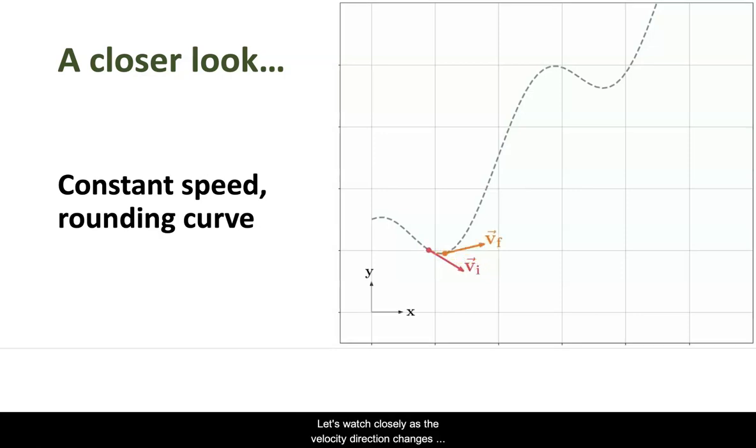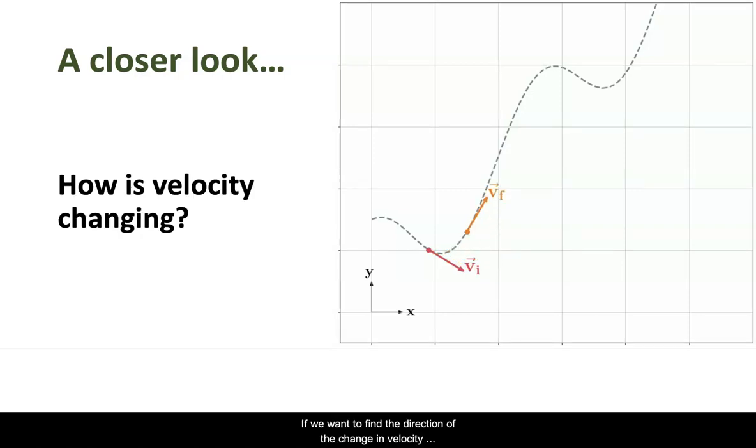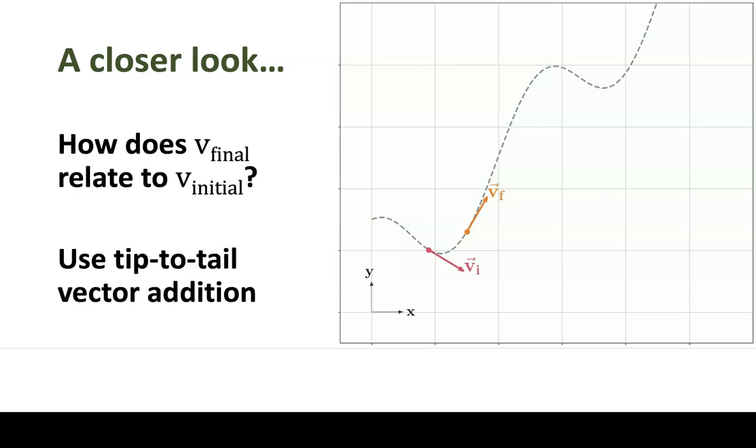Let's watch closely as the velocity direction changes over several time steps. If we want to find the direction of the change in velocity between time steps, we can use tip-to-tail vector addition. We take the initial velocity vector and ask what delta v vector, or change in velocity vector, would get us to the final velocity vector.